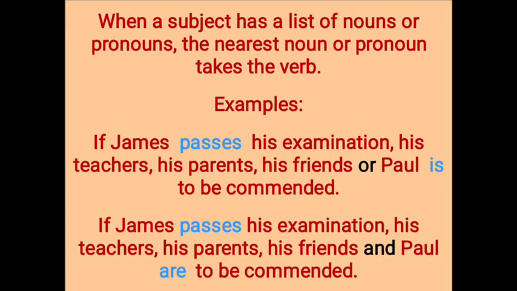When a subject has a list of nouns or pronouns, the nearest noun or pronoun takes the verb. In the first example, we can see that from the various explanations I have made, James should take a singular verb, which is passes. Paul is also nearer to the verb position, that is the second verb position, and it takes the verb is.